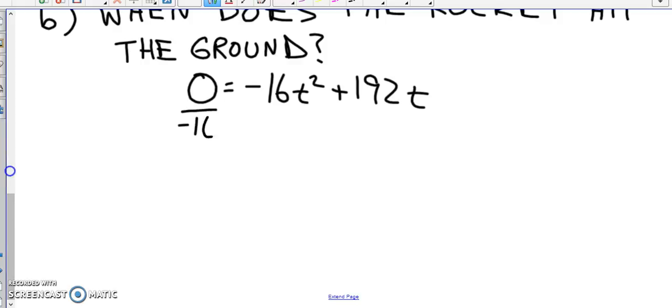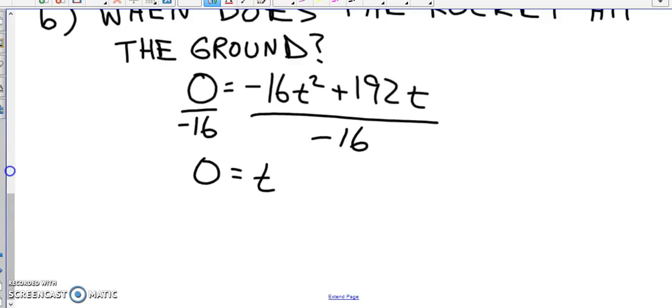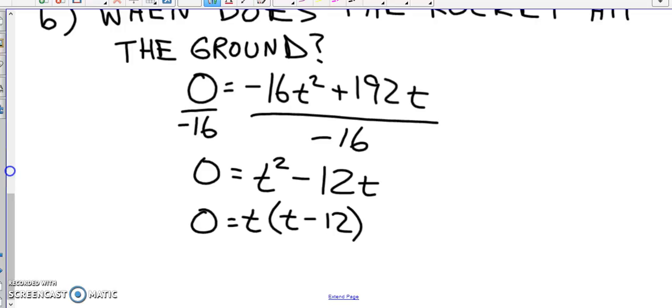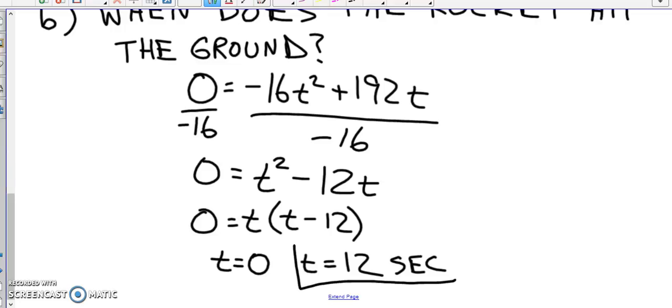Once again, I can divide by negative 16. This is t squared minus 12t. You can factor out a t, and you'll get t equals 0 or t equals 12. Well, it stands to reason that it would be t equals 12 seconds. T equals 0 represents the instant that it's being fired from the launch pad, so it's also at a height of 0 there.